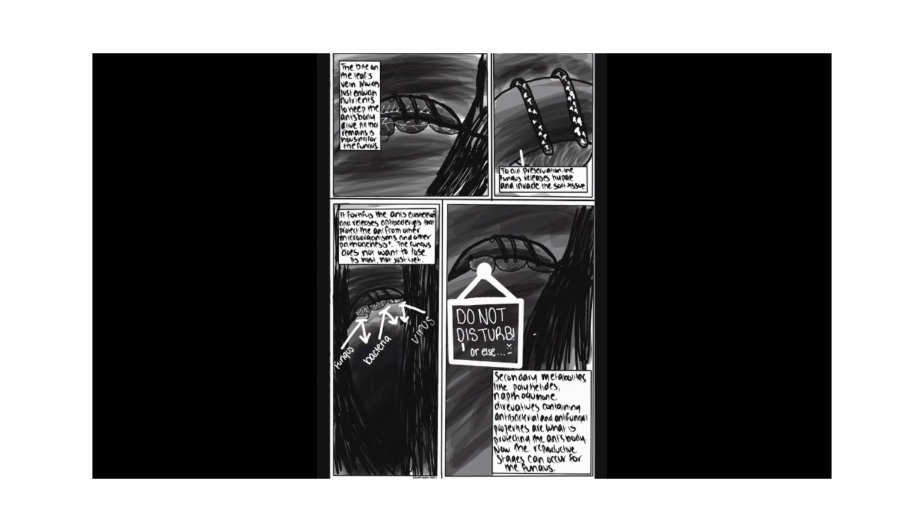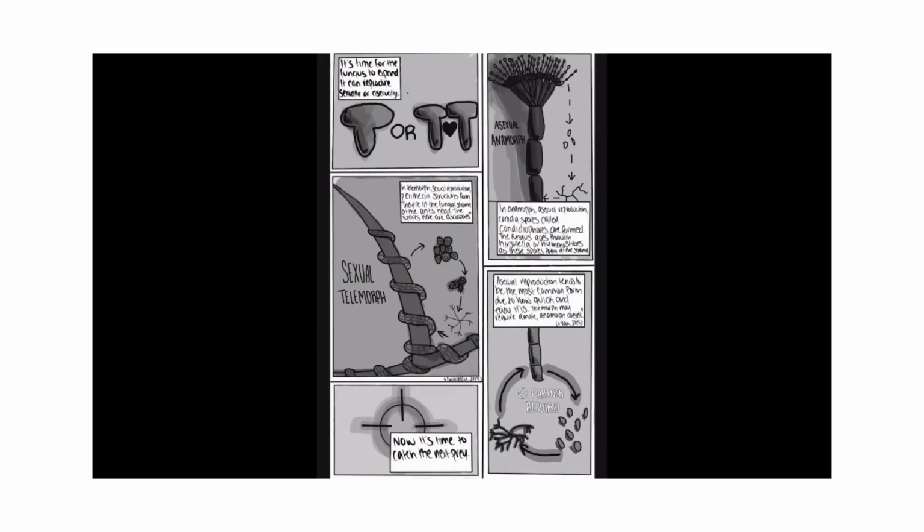Now the reproductive stages can occur for the fungus. It's time for the fungus to expand. It can reproduce sexually or asexually. In anamorph, asexual reproduction, conidiospores called conidiophores are formed. The fungus goes through Hirsutella or Hymenostilbe as these spores form at the stroma.